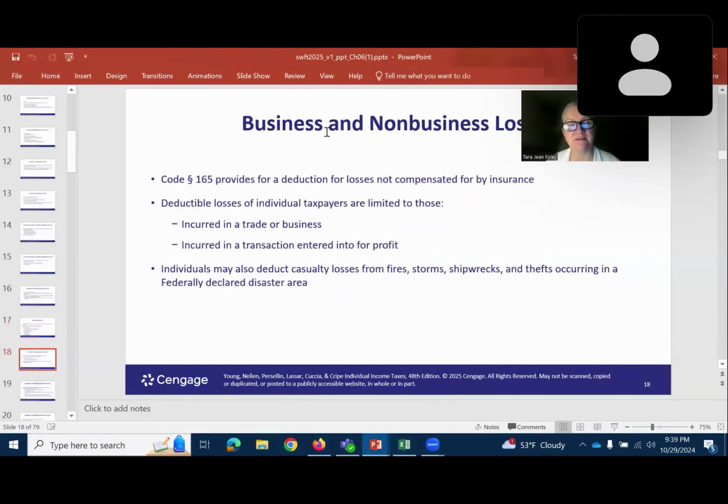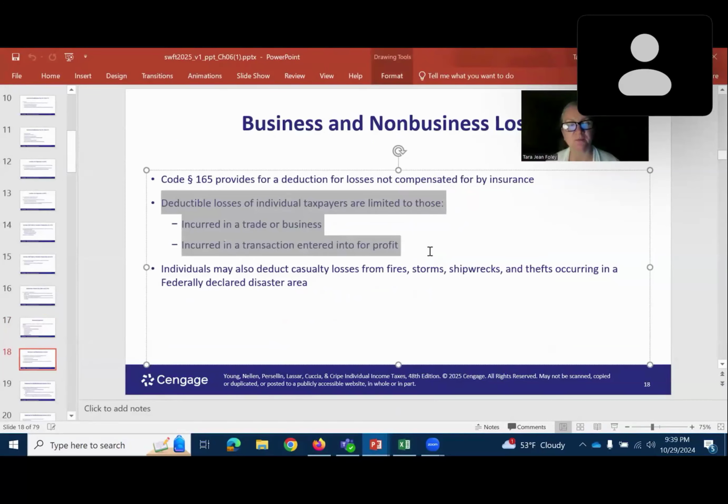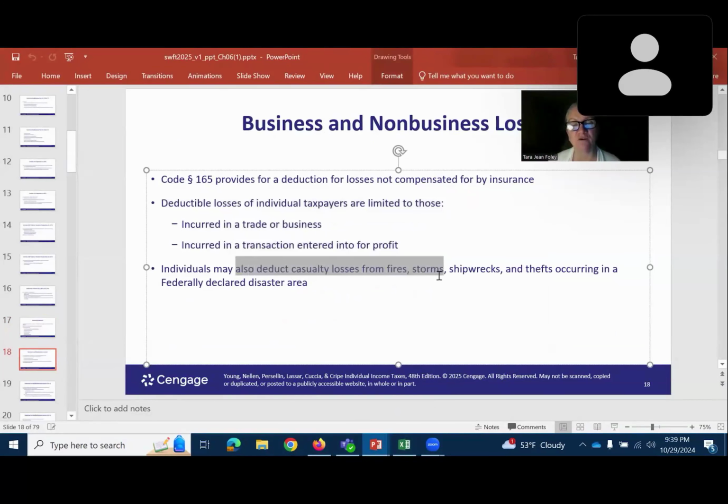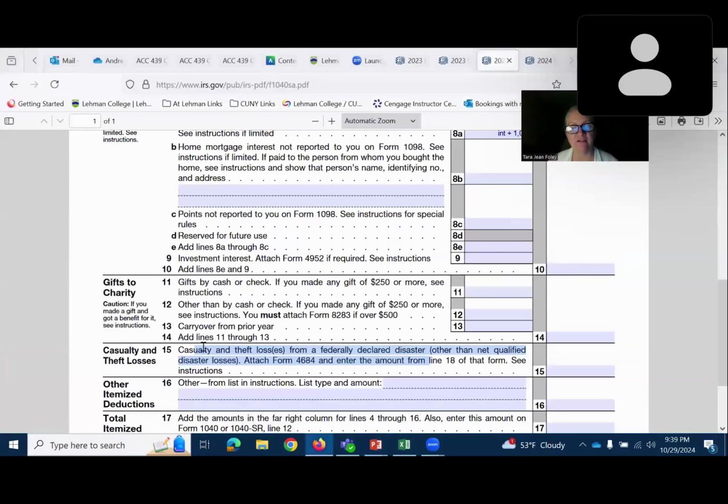Section 165, business and non-business. Again, a loss is deductible if it occurred in a trade or business or a transaction entered into for profit. But you also may deduct casualty losses from fires and storms as long as it's a federally declared disaster area. That is what I just described here on Schedule A.